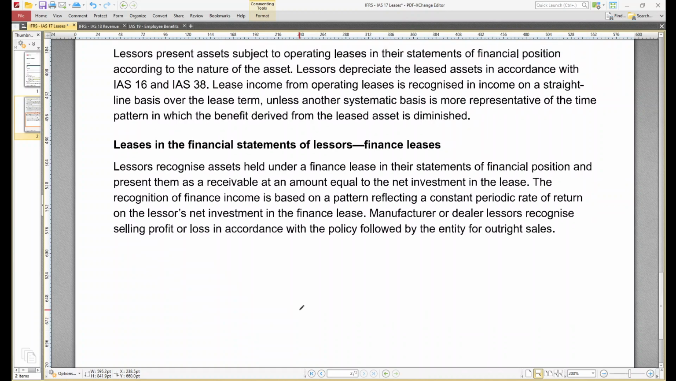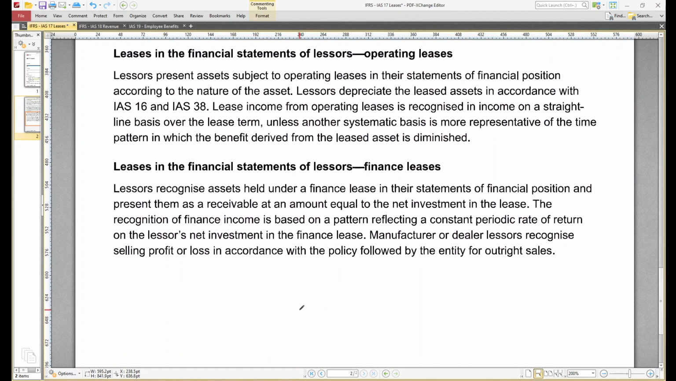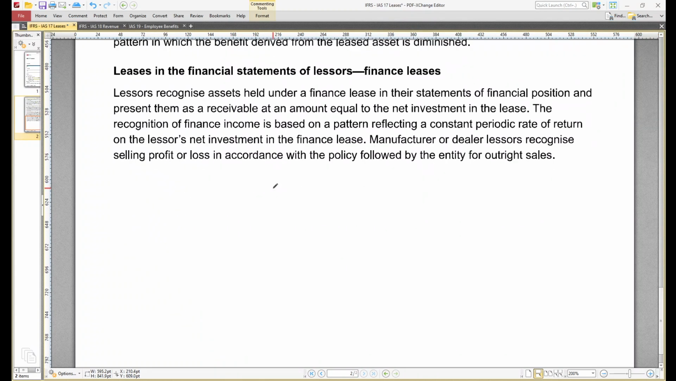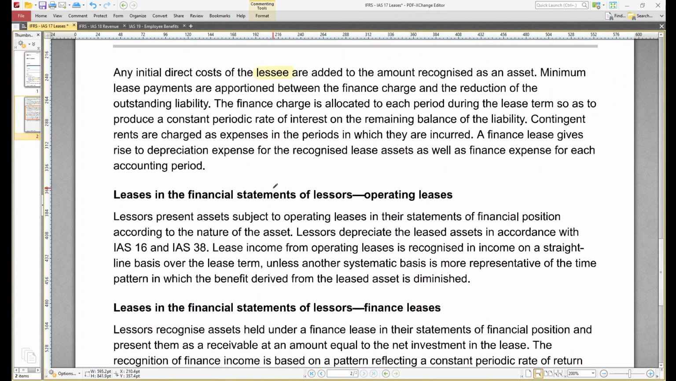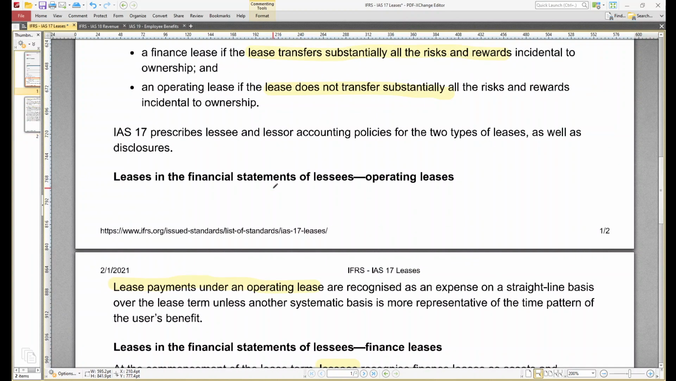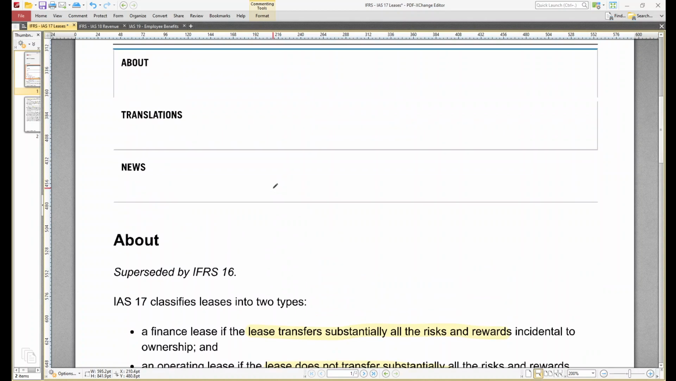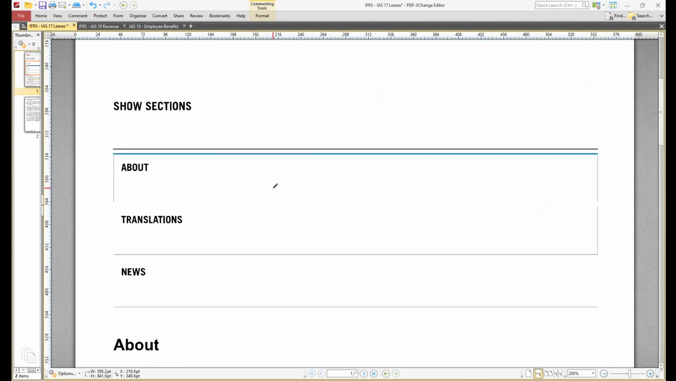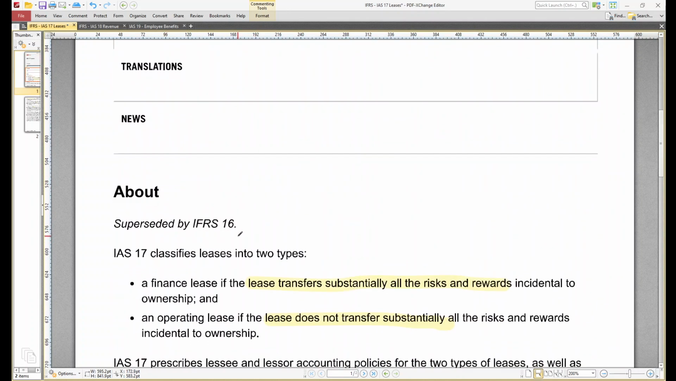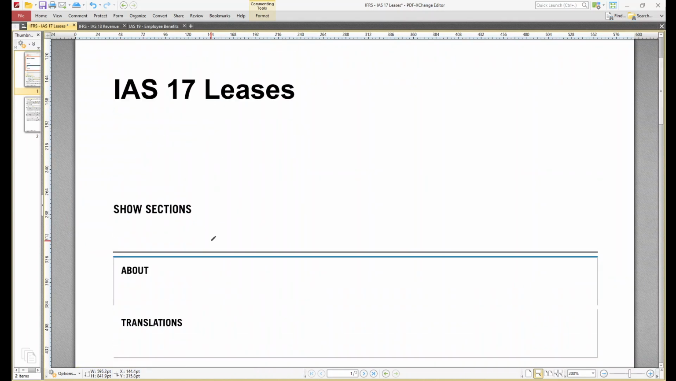And much better na ma-discuss natin to further and more detail during our solving of problems sa Review 101. Okay, and then, again, you may revisit this. Pero as far as the standard is concerned, this IAS 17 leases is already superseded by IFRS 16. So, for a more detailed and more updated concept, we'll go through the IFRS 16.